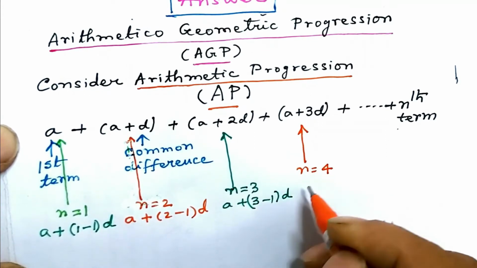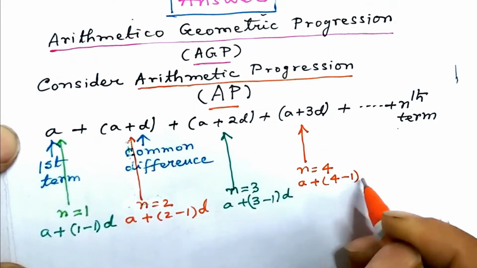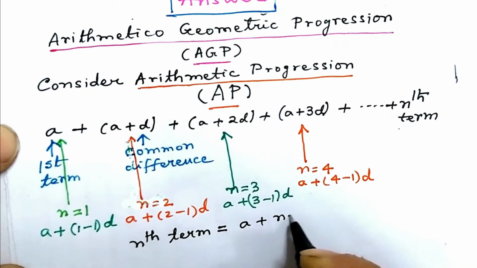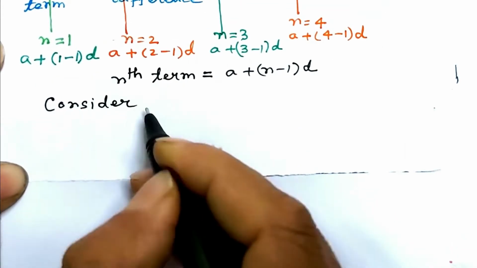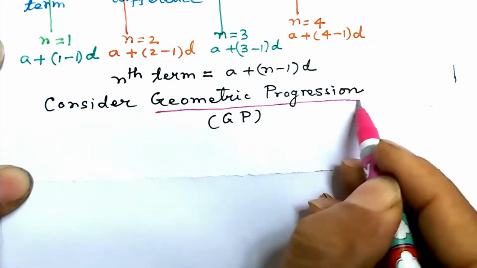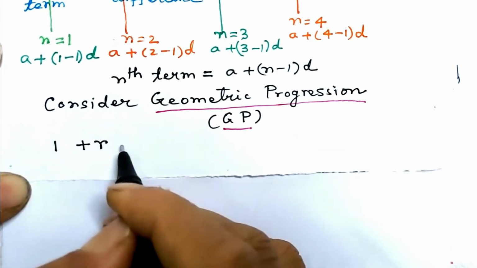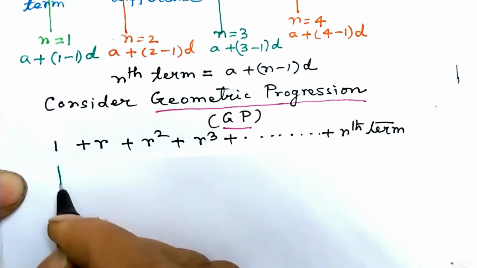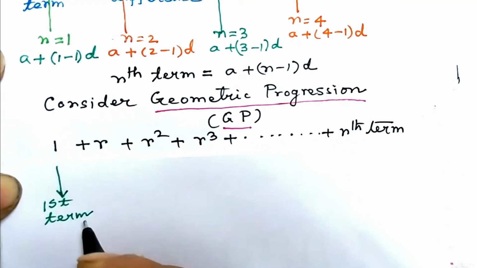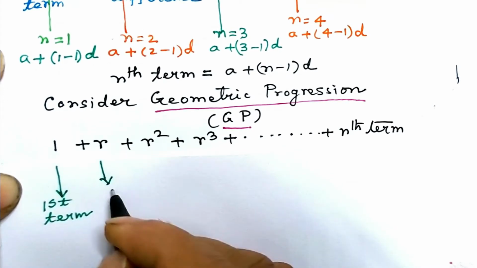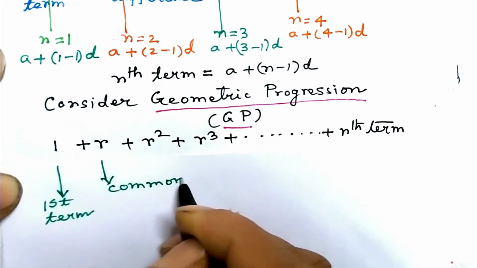The n equal to 4 term is a plus 4 minus 1 into d, and so on. And so the nth term is a plus n minus 1 into d. Consider geometric progression or series, abbreviated as GP. It is 1 plus r plus r square plus r cubed and so on up to the nth term. This is the first term 1 and this is the second term r, and second term by first term is r divided by 1, which is r, called the common ratio.